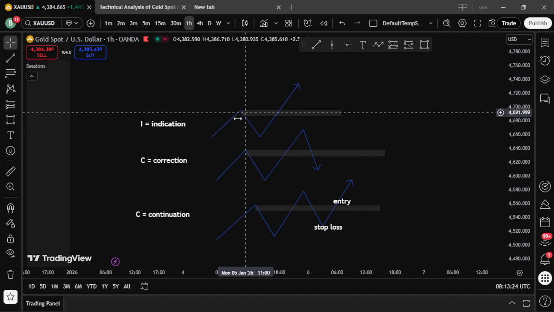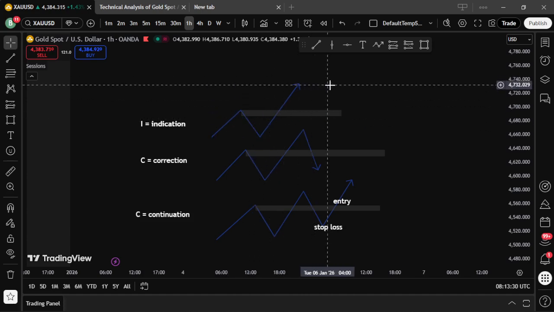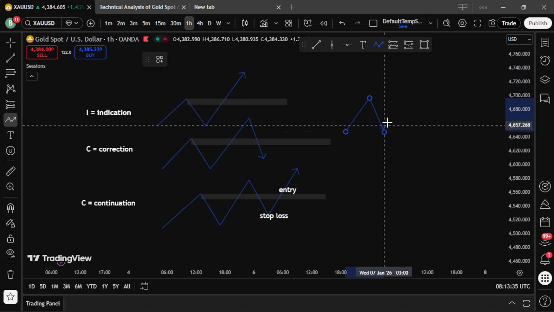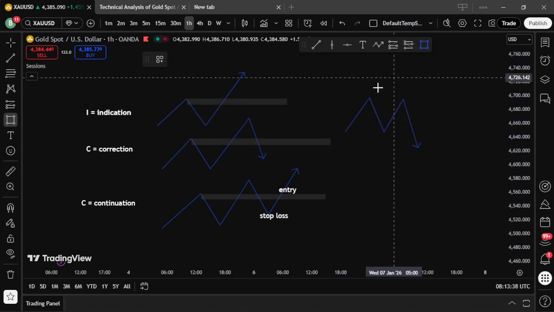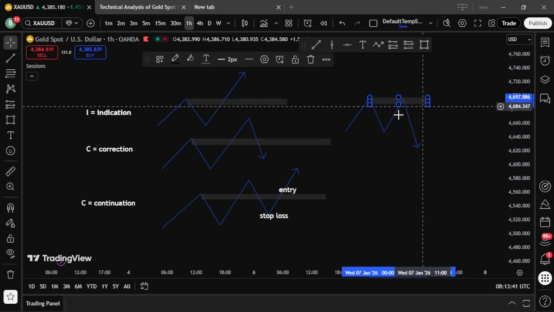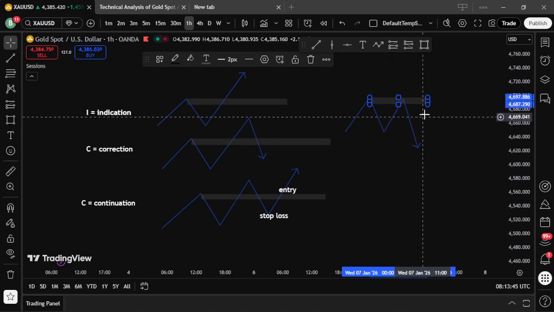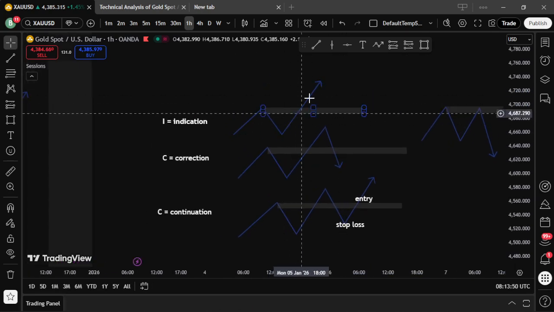Now the sellers over here could not defend their position. So now they have been taken out by the buyers. If they defended their position, the market structure would have been like this, right? So it would have come here and did something like this. You can see that the sellers that sold over here, they came back and they sold over here. So they defended their position. But since they couldn't defend their position, the buyers took them out.